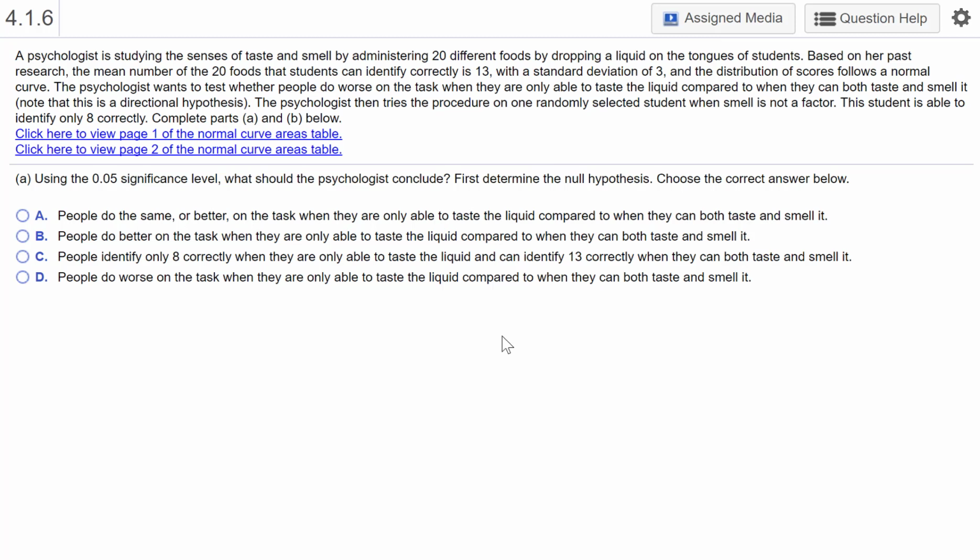The psychologist wants to test whether people do worse on the task when they are only able to taste the liquid compared to when they can both taste and smell it. Note that this is a directional hypothesis. The psychologist then tries the procedure on one randomly selected student when smell is not a factor. This student is able to identify only 8 correctly. Complete parts A through B.